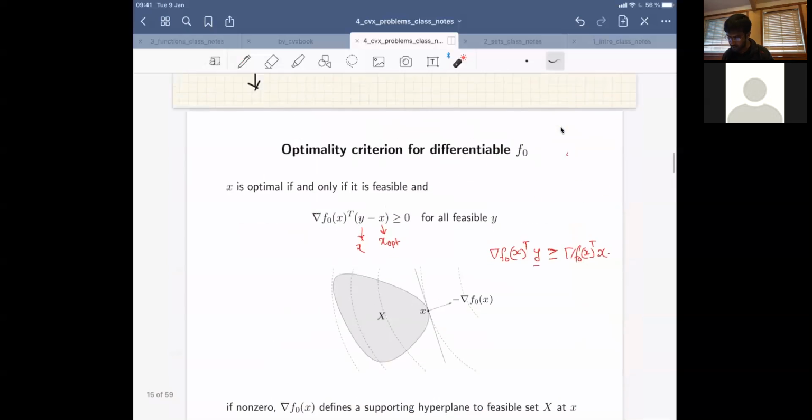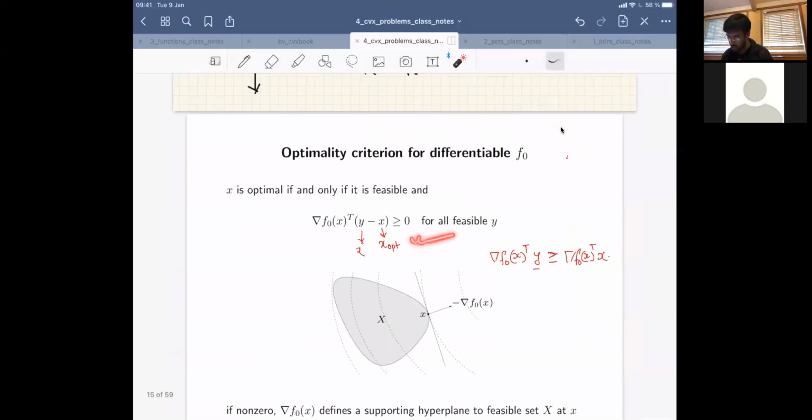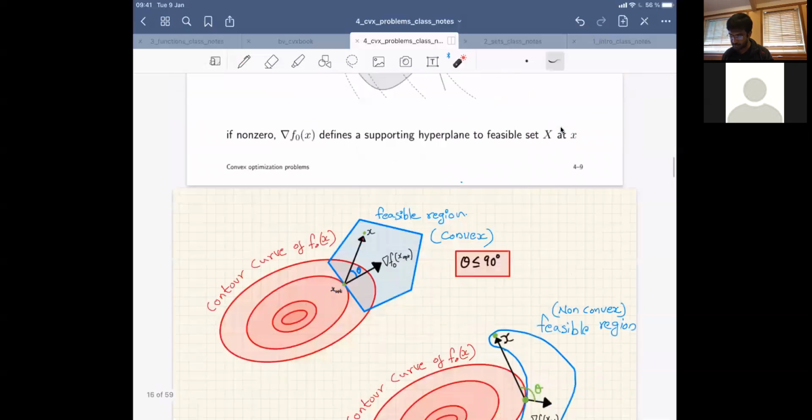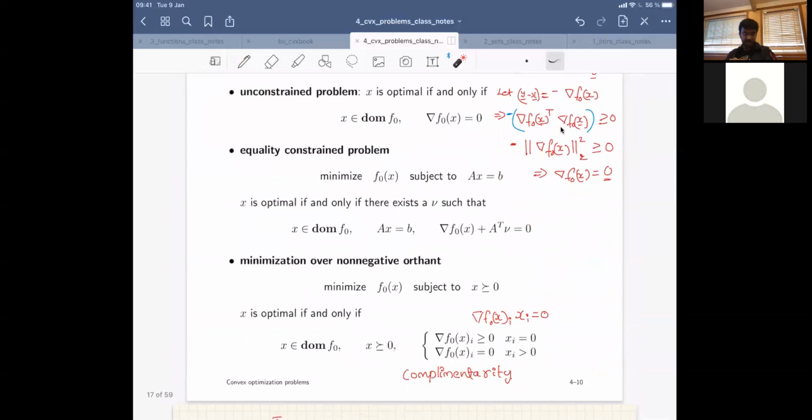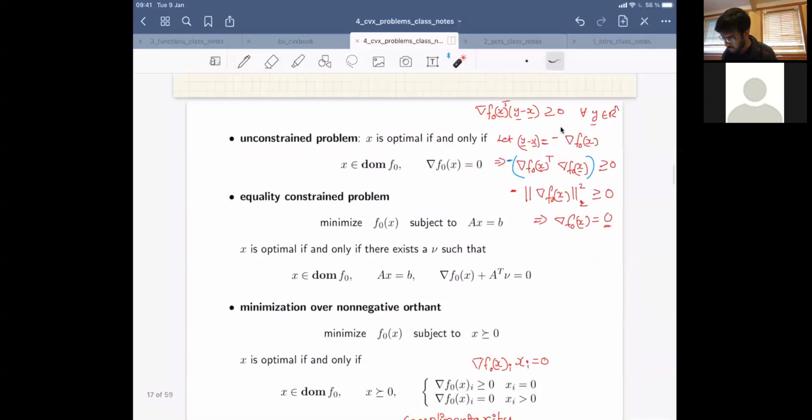You can see the proof from the book if you are interested. Now let's consider some cases of this. One is the unconstrained problem.